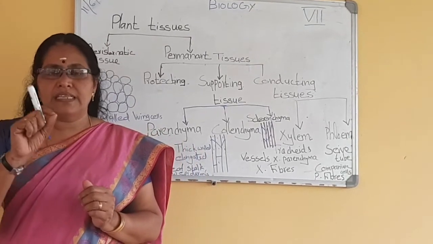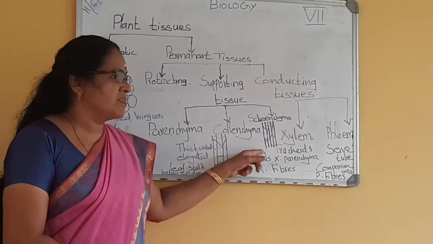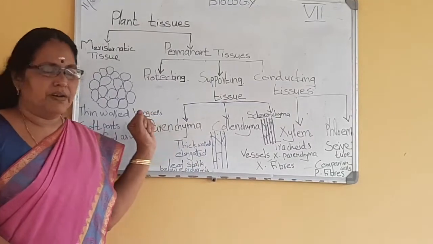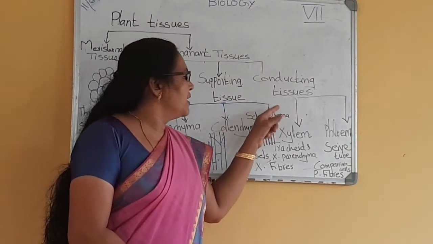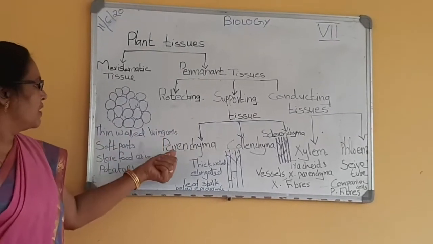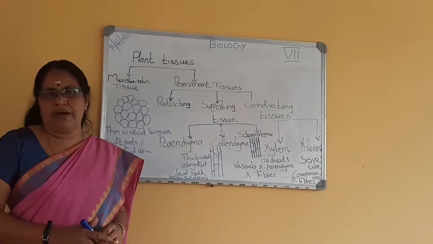The veins are the thick lines. So the veins contain the sclerenchyma cells. They give support to the plant parts. These three are the supporting tissues: parenchyma, collenchyma, and sclerenchyma.